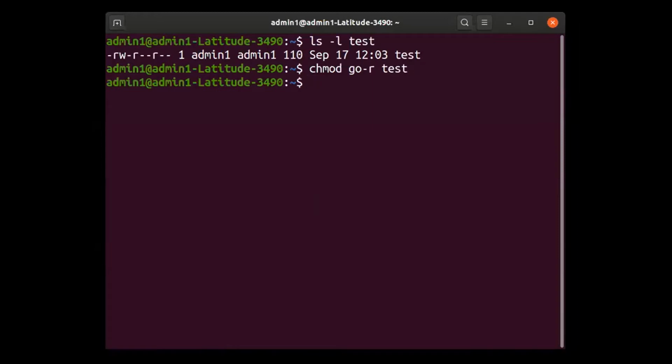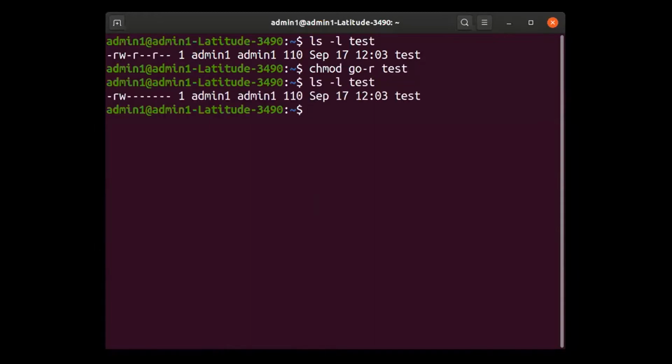Now let us see whether this particular command chmod, which we gave now, has really worked or not. Now you see the output. The read permission for group and others is removed. Just go through this for 2 seconds. Don't ask me any questions now.